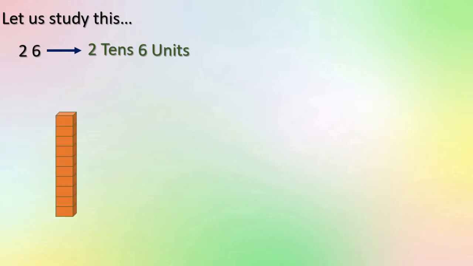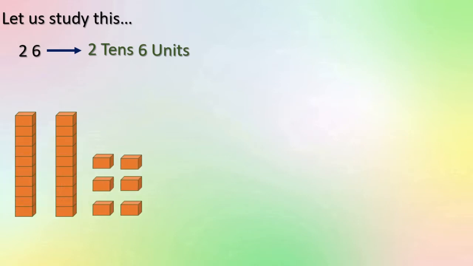Okay, let us study this. Here you can see a number 26. This is nothing but 2 tens and 6 units. You know this, right? Okay, we will take 2 tens like this. This is 1 ten and this is second ten, and 6 separate blocks, that is 6 units. Isn't it? Okay, now we have 2 tens and 6 units.